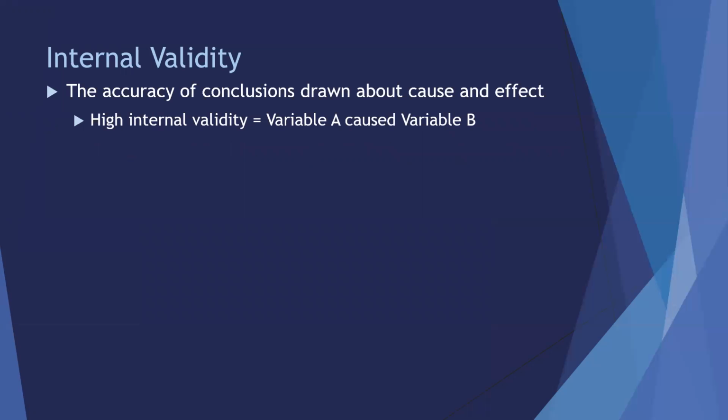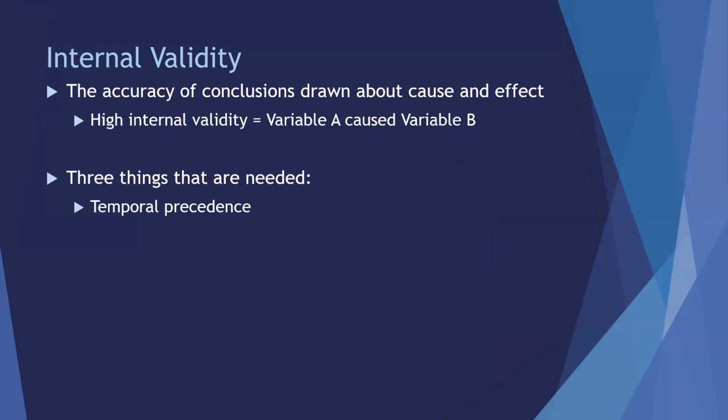Now let's talk about internal validity. Internal validity is the accuracy of a study's results to show a cause and effect relation. For example, if we want to study whether sleep relates to exam scores, having internal validity would mean the amount of sleep causes exam scores.